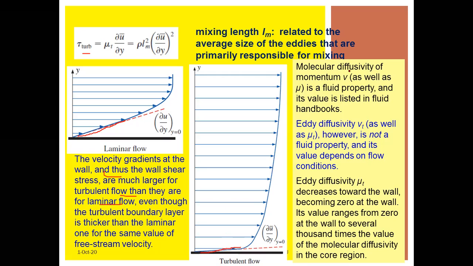Therefore, the molecular diffusivity of momentum nu is a fluid property, and its value is listed in fluid handbooks. The eddy diffusivity nu t, however, is not a fluid property. The value depends upon the flow condition, right? So in this way, if you make a graph for dou u by dou y, the laminar flow looks in this direction, and the turbulent flow looks in this direction with respect to the mixing length.